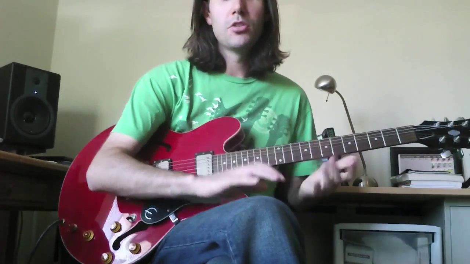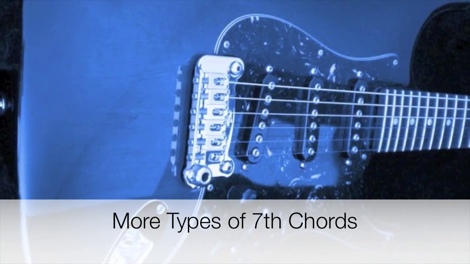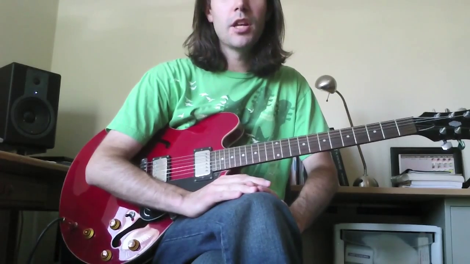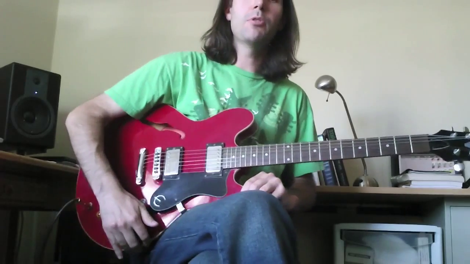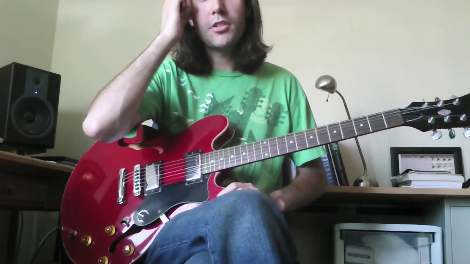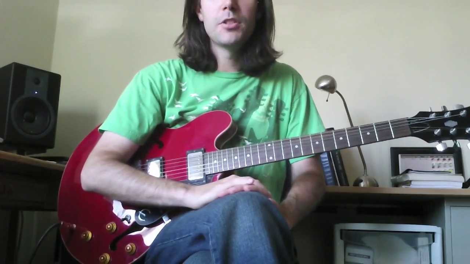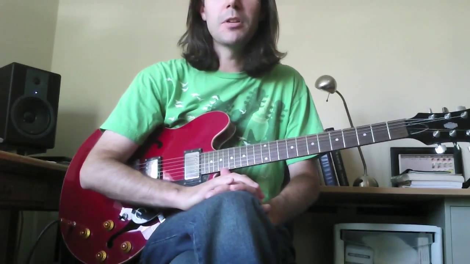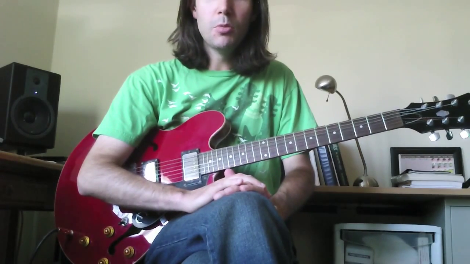Okay, so that's all the string sets. Next, what I'll talk about is where to go from here. Okay, so we just talked about all the different inversions and all the different string sets for a minor 7 chord. G minor 7 was the example we went through. So the next step, after you get comfortable with minor 7, is to move on to the different types of 7th chords. So there's major 7, there's dominant 7, there's minor 7 flat 5, or half diminished. And so you should move on to those.